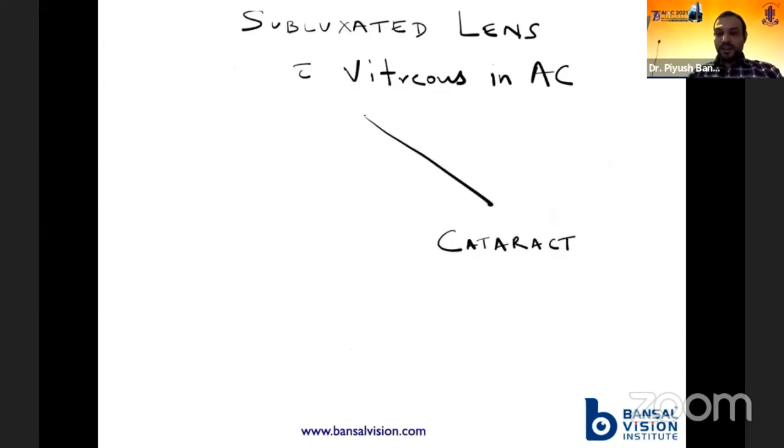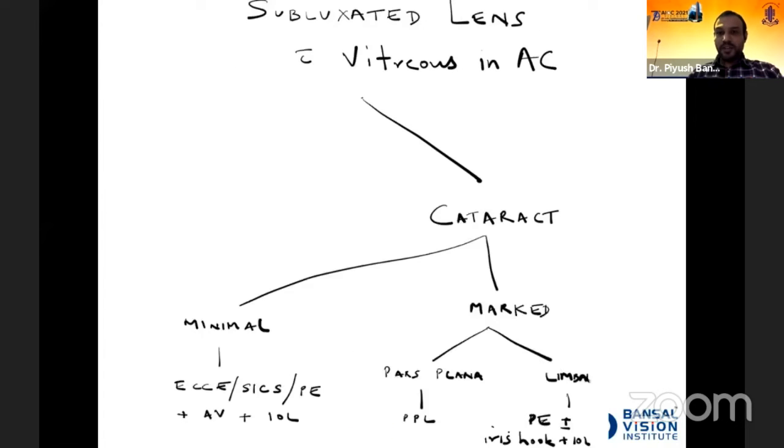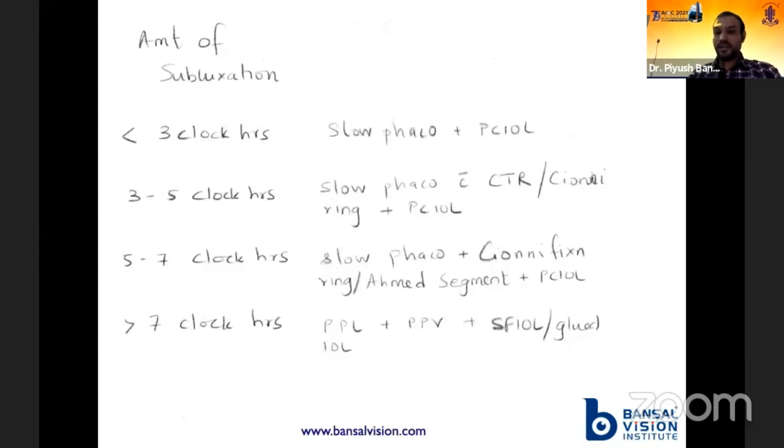Sure, sir. In cases of patients with the subluxated lens where the lens is cataractous, and if it's minimal, then in that situation, an anterior segment route, wherein an ECCE or an SICS or phacoemulsification with anterior vitrectomy with IOL implantation can be planned. In case it's marked subluxation, then either do a pars plana lensectomy with vitrectomy, or you go in through the limbal route and do a phacoemulsification with the help of iris hooks and put in an IOL.